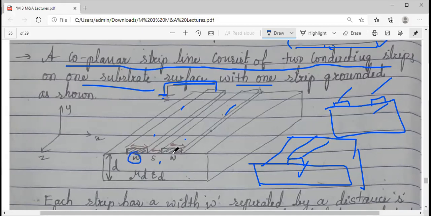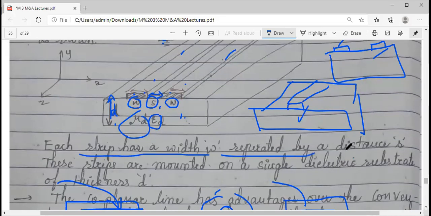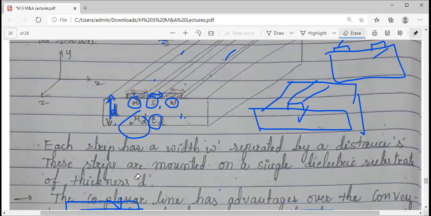You can see each strip has the width W. You can see the substrate thickness is D. Between the two strips we have the spacing called S. And the substrate being used has its own values of permeability and permittivity, a dielectric substrate. So this is about the constructional details. Each strip has a width W separated by a distance S. However, there are many configurations of how you can put these strip lines.